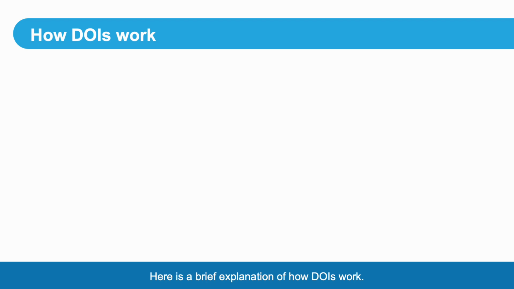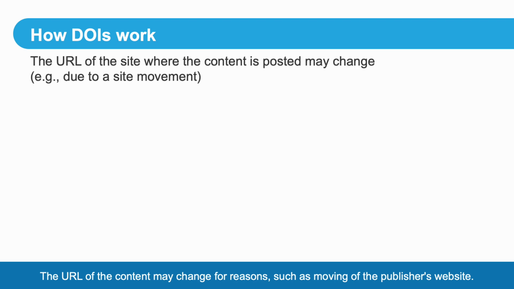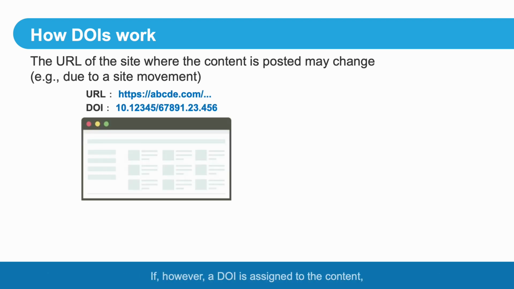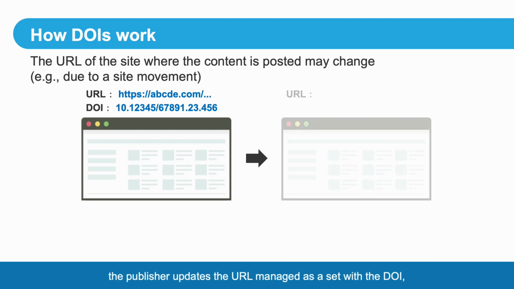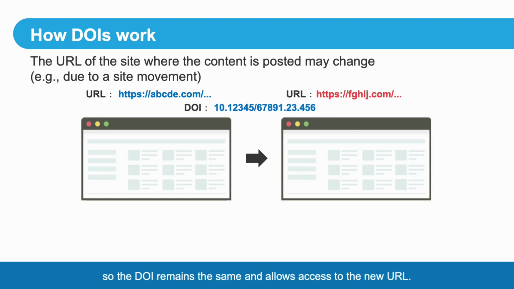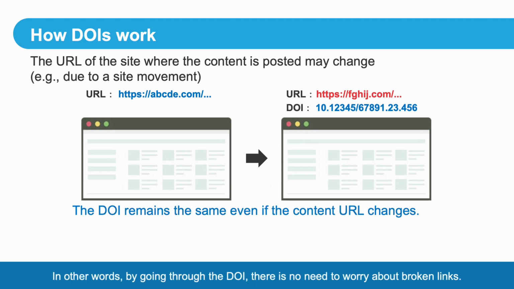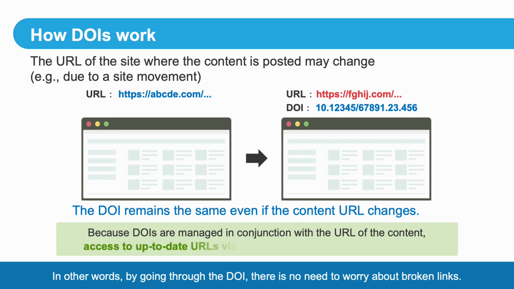Here is a brief explanation of how DOIs work. DOIs are managed as a set together with the URL of the content. The URL of the content may change for reasons, such as moving of the publisher's website. If, however, a DOI is assigned to the content, the publisher updates the URL managed as a set with the DOI, so the DOI remains the same and allows access to the new URL. In other words, by going through the DOI, there is no need to worry about broken links.